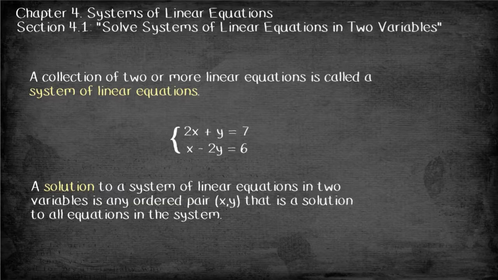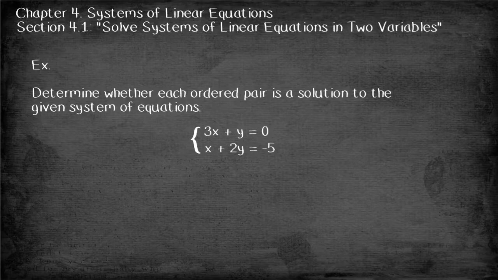And so by a solution to a system of linear equations in two variables, we mean an ordered pair (x, y) that is a solution to all of the equations in the system. That is to say, whenever I take the solution and plug the x value and y value into either of the equations, I should still get a true statement. So again, kind of abstract. Let's jump into an example, and hopefully it'll be a little bit more clear.